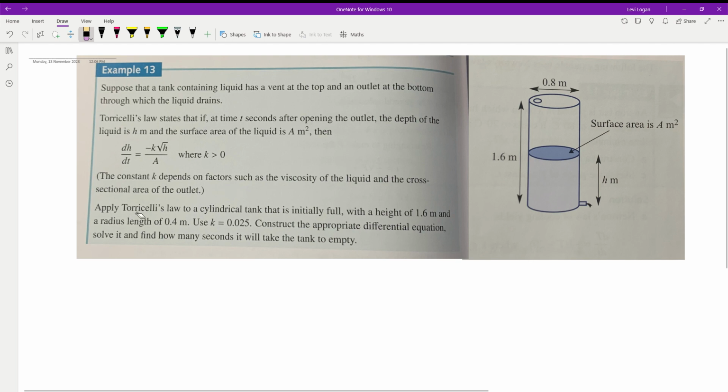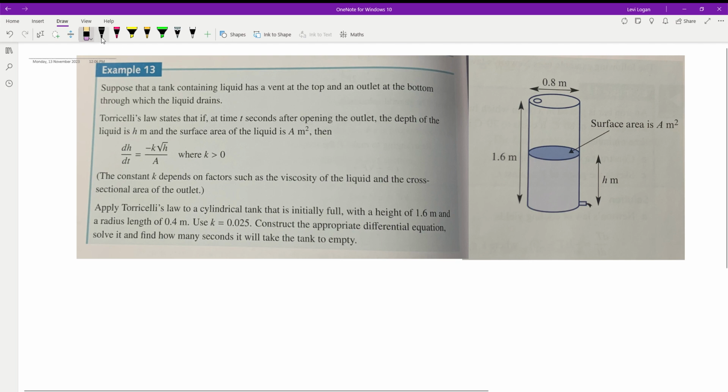Applying, I do not know how to pronounce this person's name, law to a cylindrical can which is initially full with a height of 1.6 meters and a radius of 0.4 meters. Use k as this. Construct the appropriate differential equation and solve it, and find how many seconds it will take for the tank to empty.